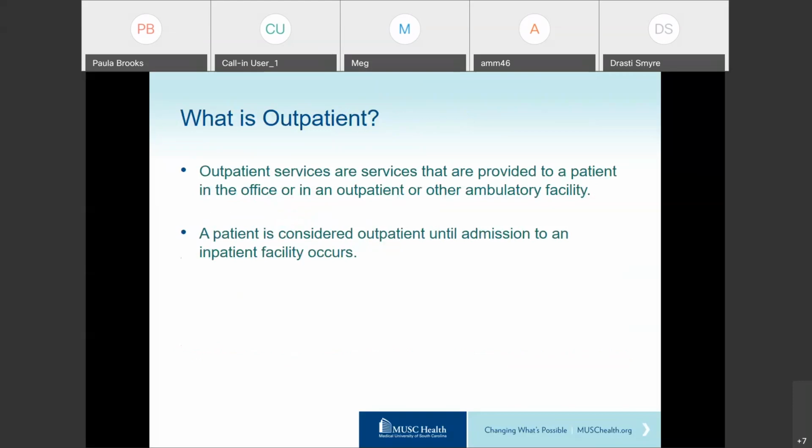So first, let's talk about what outpatient means. An outpatient service is a service that is provided to a patient in an office or an outpatient or ambulatory facility. A patient is considered to be an outpatient until admission to an inpatient facility occurs.